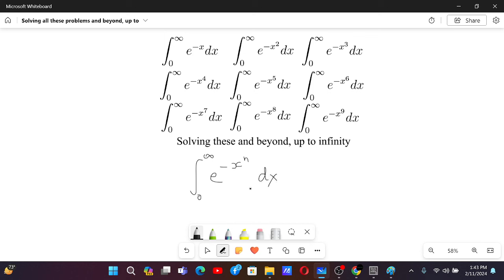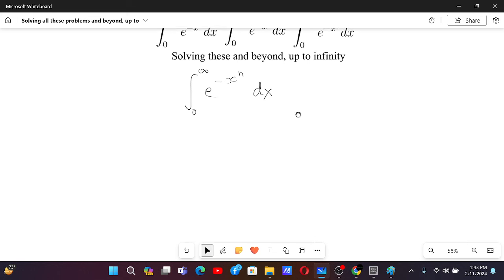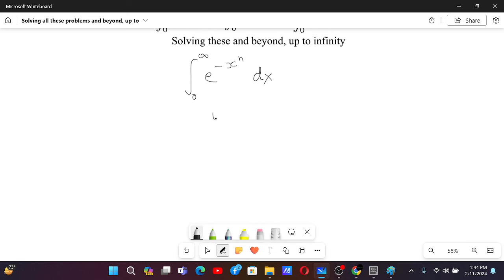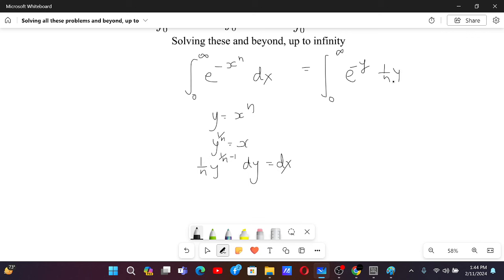Yeah. So now to solve this integral, what we can do is substitute y as x to the power n, so y to the power 1 by n is x, and 1 by n y to the power 1 by n minus 1 dy is dx. Now what do we have? The integral will still go from 0 to infinity. We will have e to the power minus y, and then dx is 1 by n y to the power 1 by n minus 1 dy.